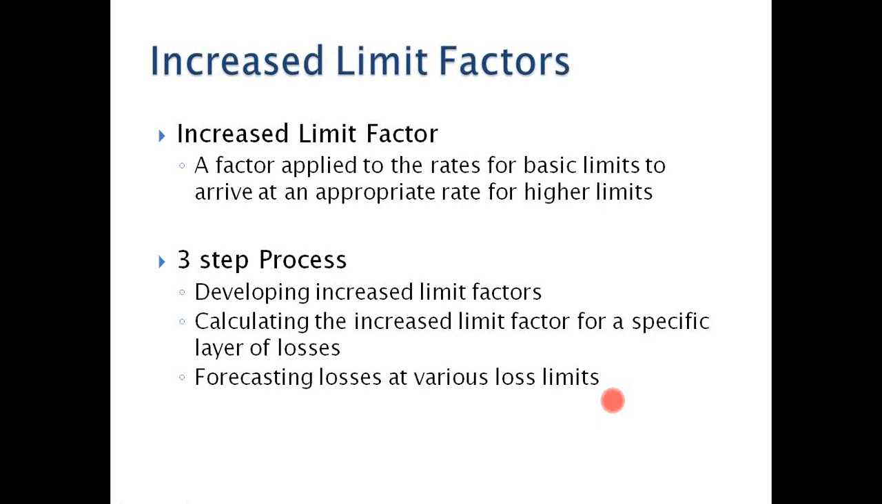We're going to have to come up with the numbers. Those will be provided. It's not something you're going to have to calculate. Then we calculate the increased limit factor for a specific layer of loss, and you'll see this on the table on the next slide. And then basically we'll be able to forecast at different loss limits. The idea in doing the forecast is that by using these loss limits, we can decide, do we want to go from a 50,000 deductible to 100 to 250 or to $1 million? And again, as we go through these next slides, you'll see how that plays out.